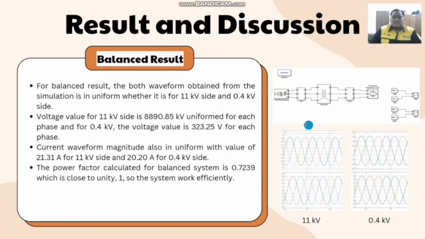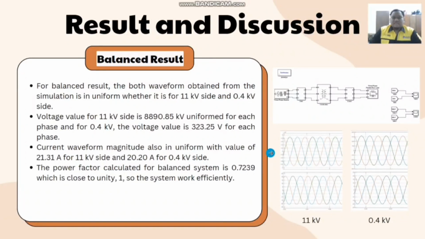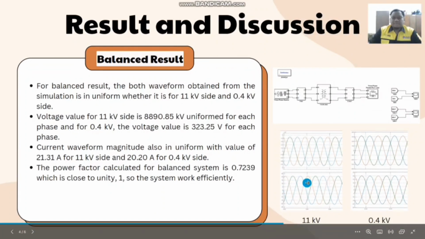For the result, we divided it into two waveforms, which is on the 11 kilovolt side and also on the 0.4 kilovolt side. The voltage value for the 11 kilovolt side is 8890.85, which is uniform for each phase. And then for the current on the 11 kilovolt side, the peak value is 21.31 ampere, also uniform for each phase.